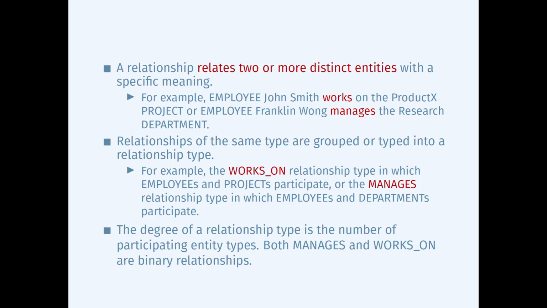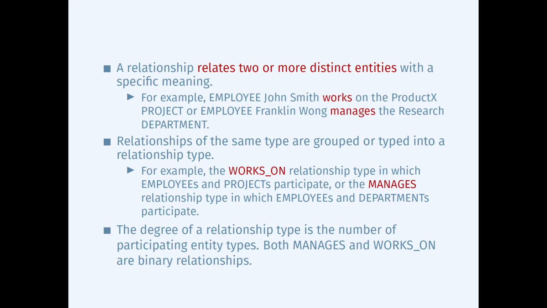Then, depending on what kind of relationship it has, we can define something called the degree of a relationship. So when we say employee works for department, we have two entity types participating in the works for relationship type. If you have two, we call it a binary relationship. If you have three, then we call it ternary.